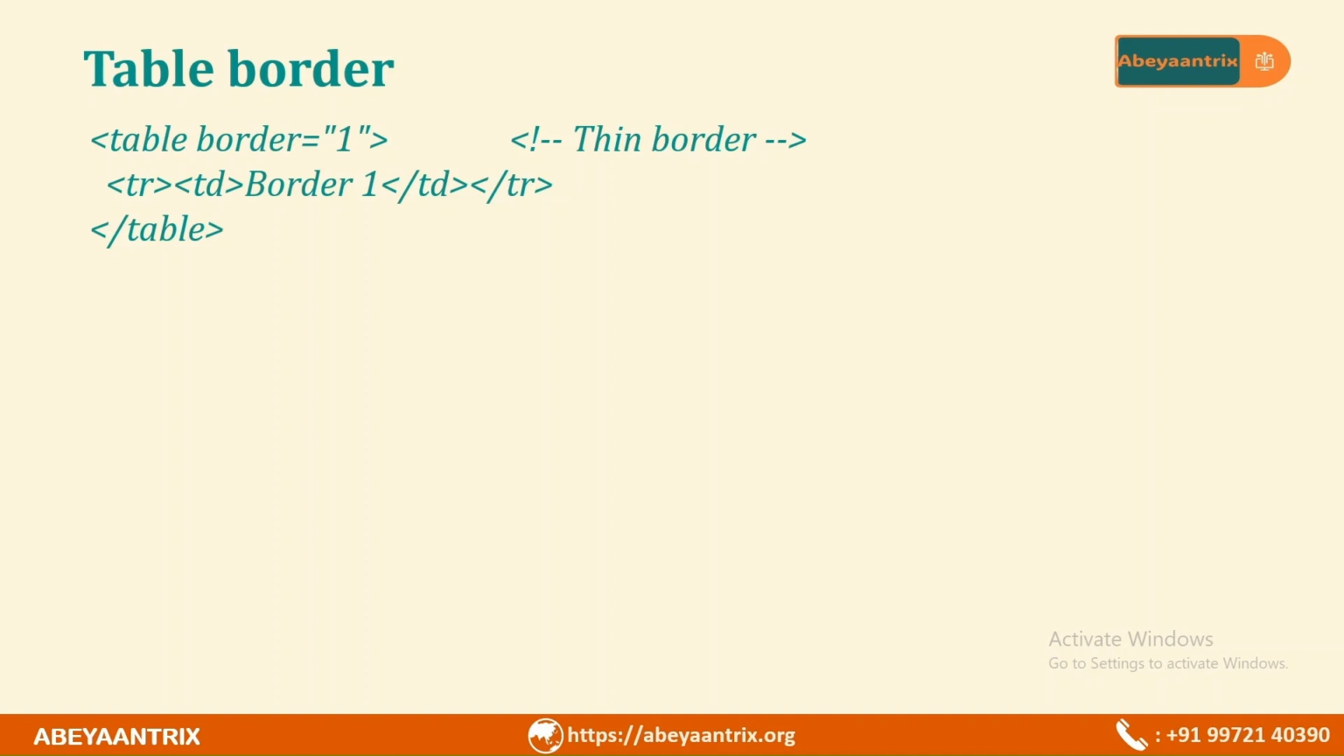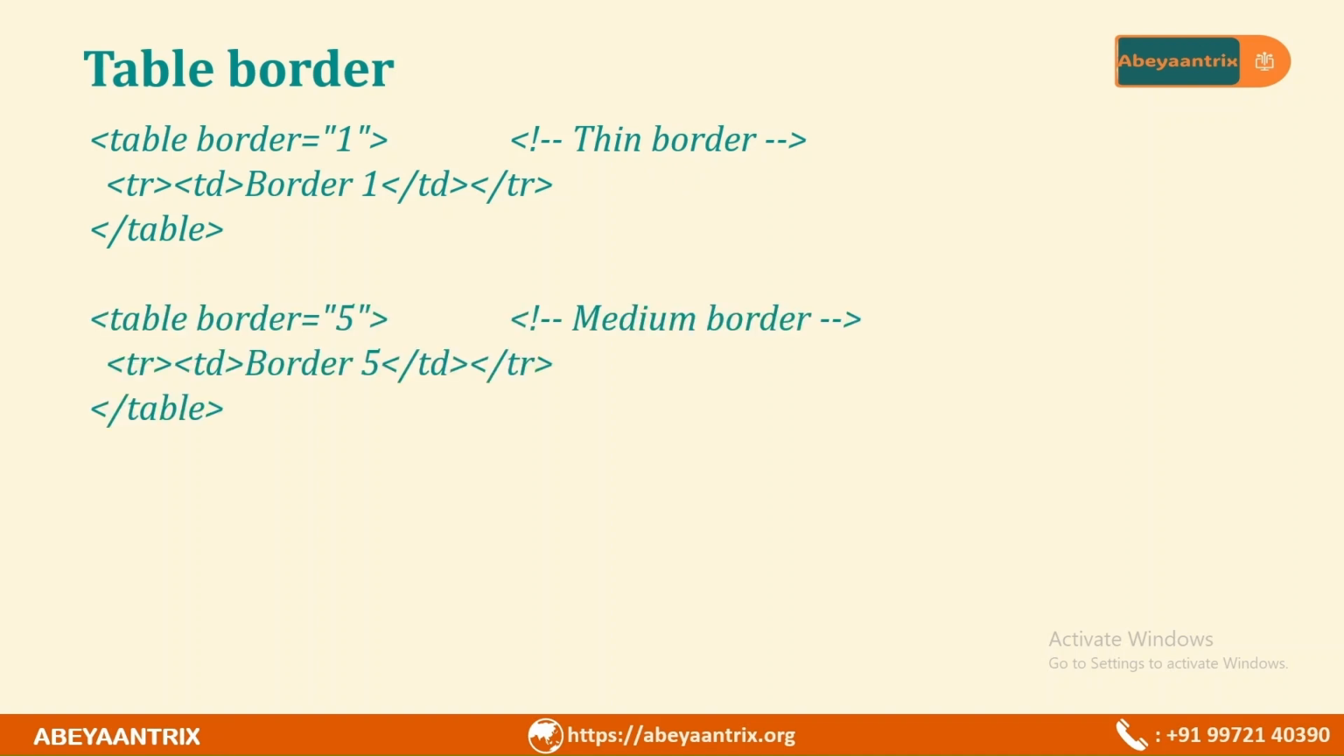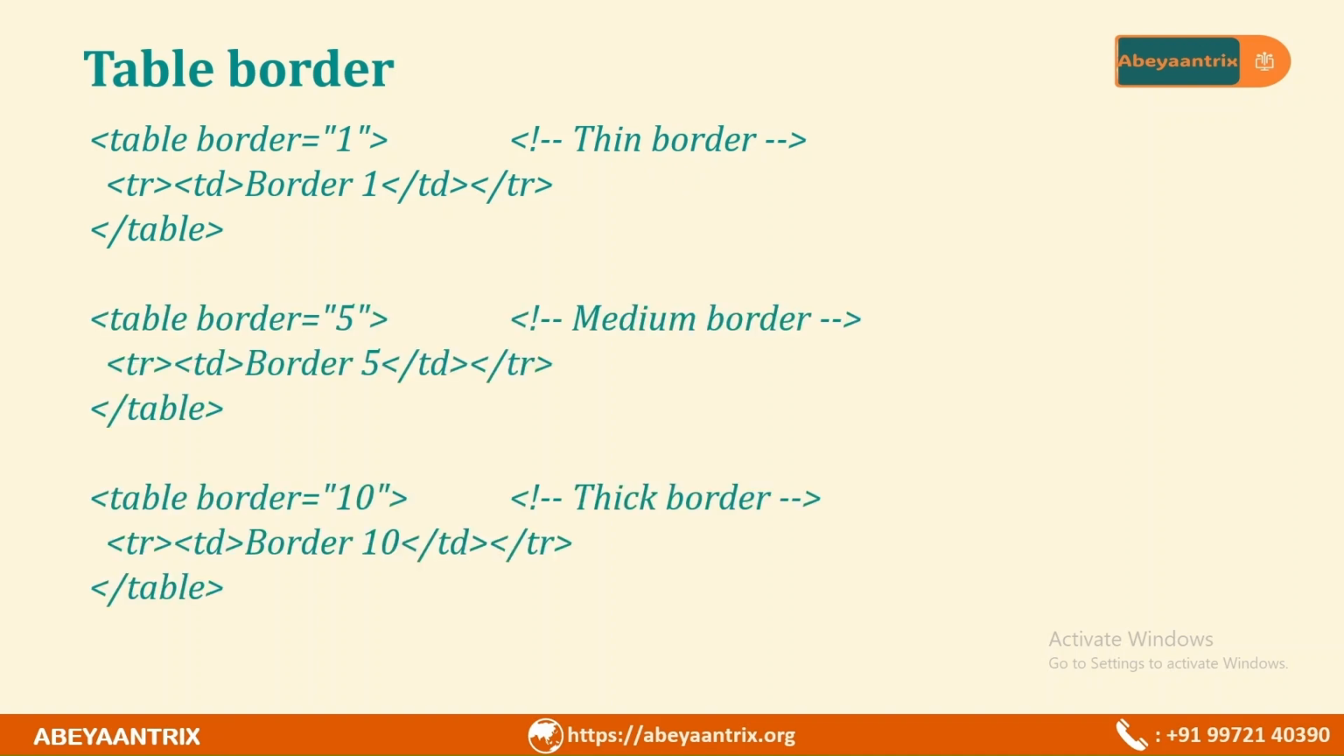To add a border to your table, you use the border attribute. In the opening table tag, the syntax is very simple. You can see here table border equal to 1. 1 means you get a thin border. Already you've seen that one, right? So border equal to 1 gives a thin border. If you give border equal to 5, it is a medium border. If you give border equal to 10, it is a thick border.